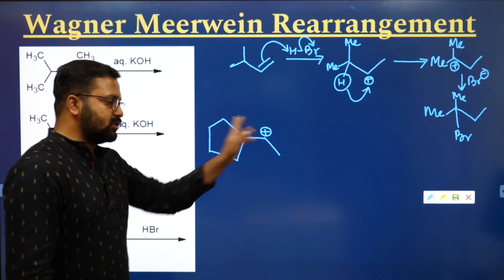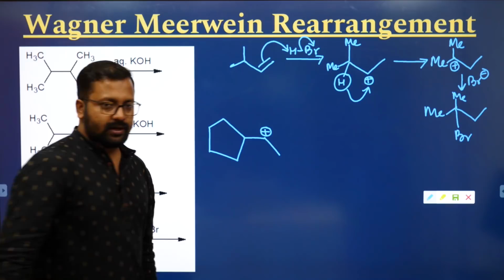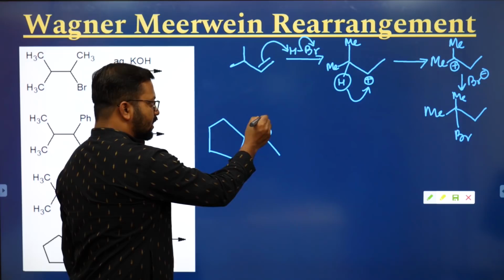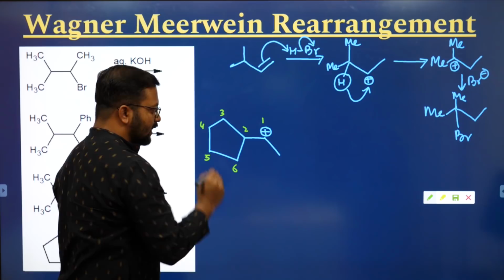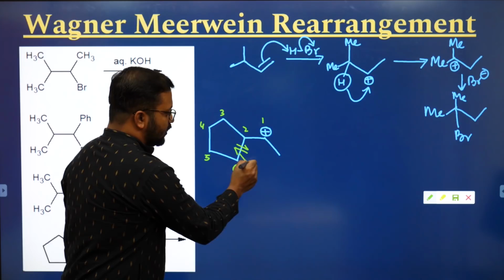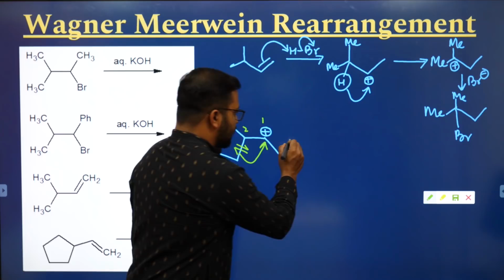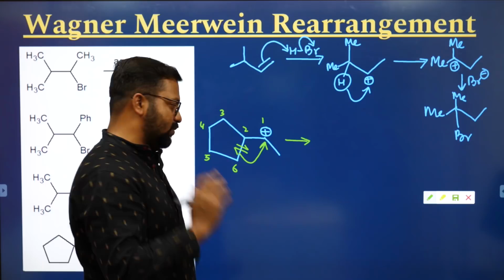So, we'll always try to form more stable species. But even at this position, it is not quite stable. If this is carbon number 1, this is carbon number 2, 3, 4, 5, 6. Then these sigma electrons will move in this direction. So what you would get is, try to draw the ugly version first and then make the beautiful version.